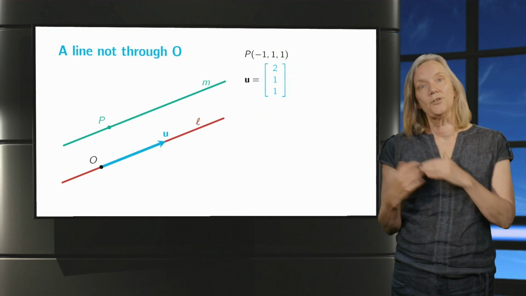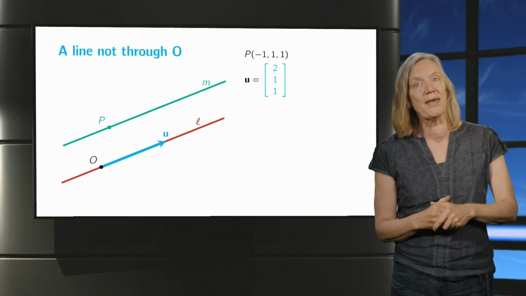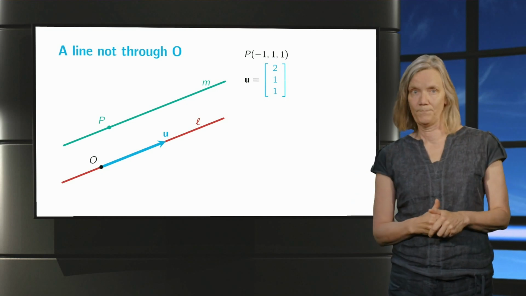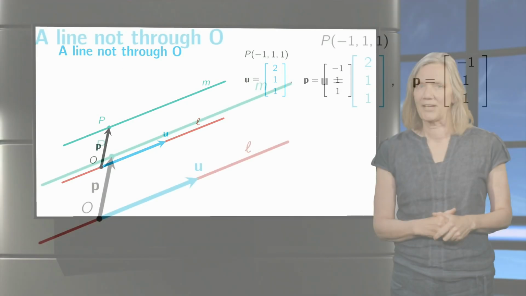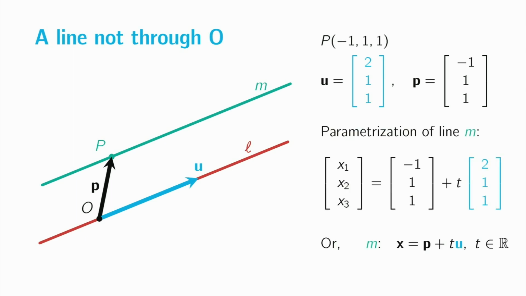Now a line in R3 not through the origin. Line M has direction u, but goes through P with coordinates (-1, 1, 1). First define vector p as the vector from the origin to point P. A parametric vector form of line M is x equals p plus t times u. If t equals 0, the endpoint of vector x corresponds to point P. If t equals 1, x is the sum of vector p and u, which points to a point on line M. Each point on M corresponds to exactly one value of t.